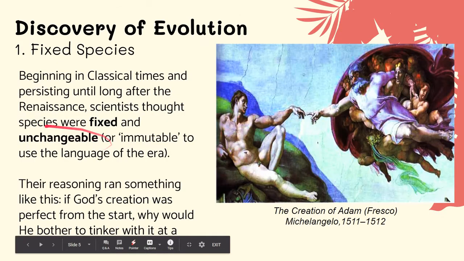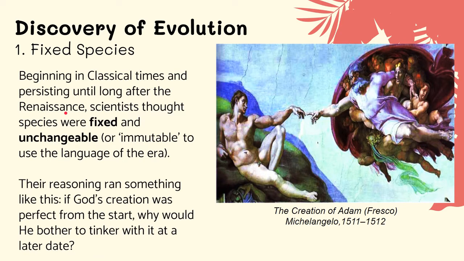So, beginning in classical times and persisting long after the Renaissance period, scientists thought that species, organisms, and all the living things around us were fixed or unchangeable, or to use the language of that era, immutable. It means that they no longer change. They are created as they are and they are placed here on earth as they are.